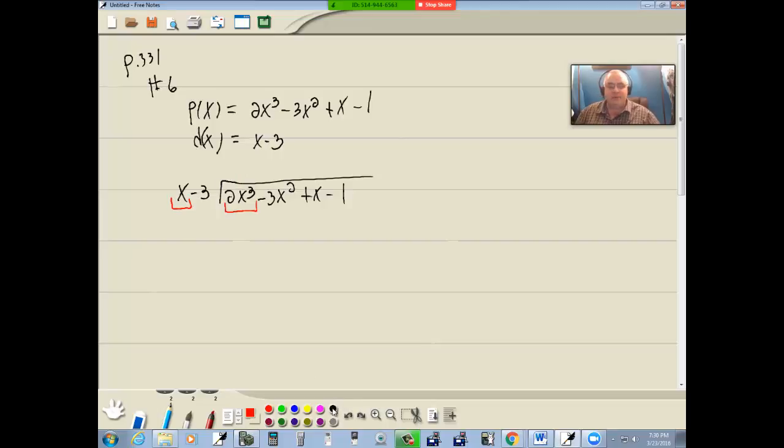Now, to decide what goes up on the top, you only look at the first term of each. So you ask yourself, what times x gives you 2x to the third? And that would be 2x squared. Now, whatever you put up on top, you're going to multiply by what's out in front. So we're going to take 2x squared times x minus 3. 2x squared times x is 2x to the third. 2x squared times negative 3 gives us negative 6x squared.